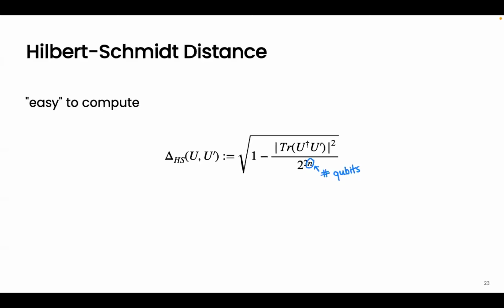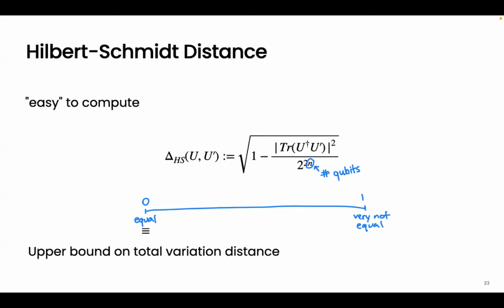To give you some intuition on what this is computing, because these are unitaries, U dagger U prime, if they were equivalent, would be the identity. So you take the trace and square it, and the denominator is just the dimension of the unitary squared. So if they're equal, then this value would be 0, and if they're not, then it would be 1. It's nice because this satisfies our definition of equivalence, which accounts for global phase as well. And if you want a physical interpretation of what this distance is, it's an upper bound on how far apart the probability distributions that these circuits are constructing are.